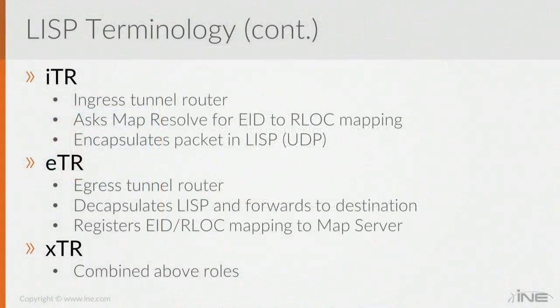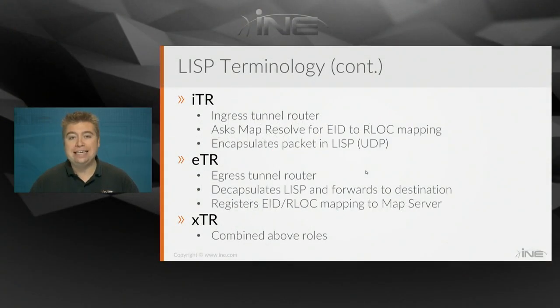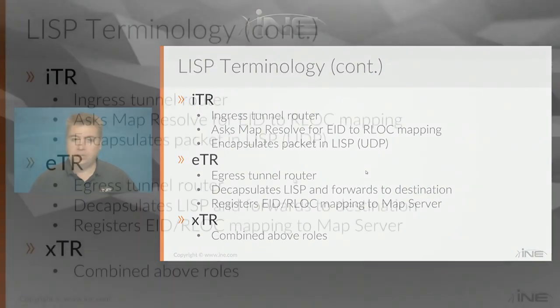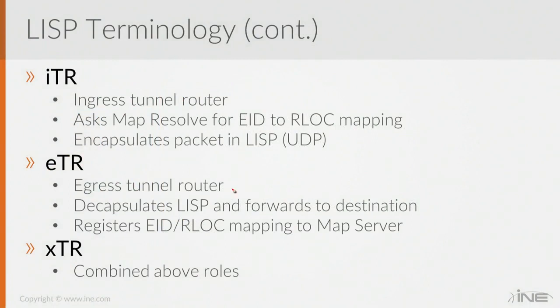Specifically, the ingress tunnel router is asking the map resolver, the MR, what's the resolution between the endpoint and the routing locator. Once we figure this out, we take our IP packet and put it inside of LISP, which specifically is a UDP encap. When it gets to the other side, it's received by the egress tunnel router. Ingress and egress are from the perspective of the WAN cloud in the middle. So it's ingressing into the service provider network, then egressing out of the service provider network back to the site that's running LISP. They receive the traffic encapsulated in UDP, we take out the IP packet in the middle and forward it towards the destination.